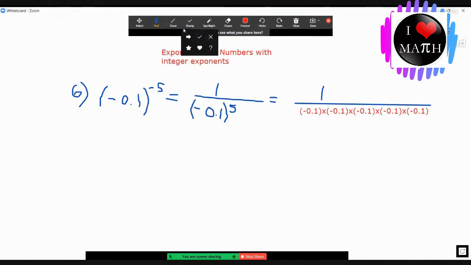Okay, and then when you multiply, of course it's 1 over, when you multiply 0.1 times 0.1 times 0.1 times 0.1 times 0.1, this will become equal to negative, because when you multiply these two, you will get positive, but the last one is positive times negative, which is negative. And that is equal to 0.00001, you need to have 4 zeros.